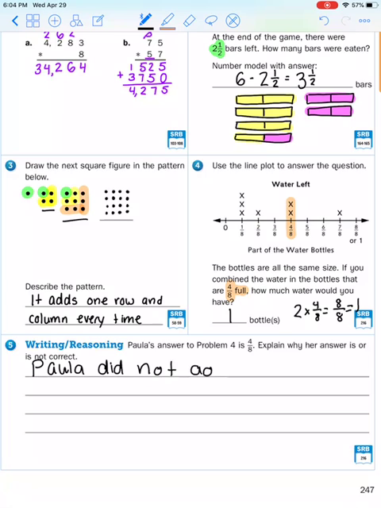Paula did not add both bottles of 4/8. She only did 1.